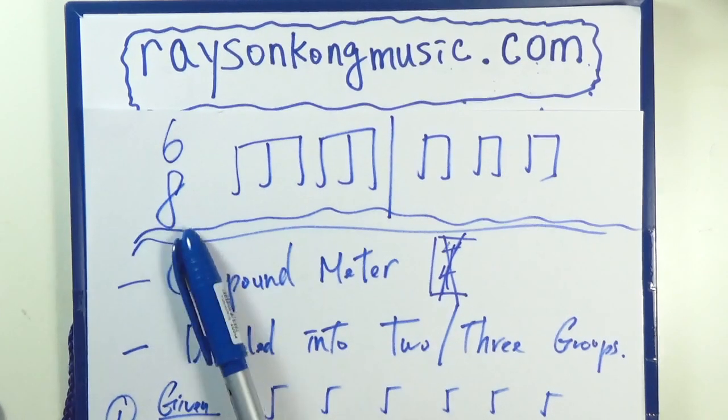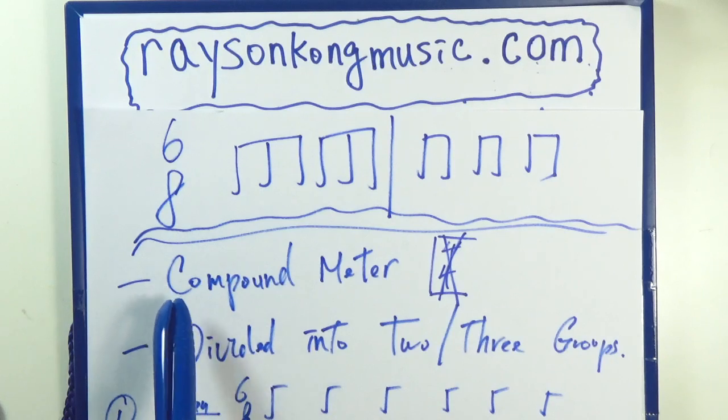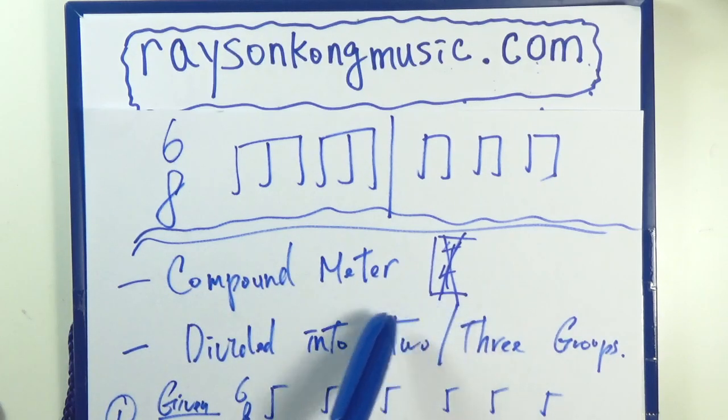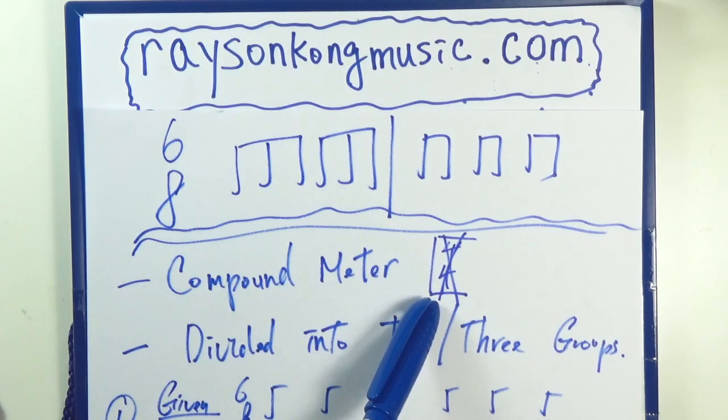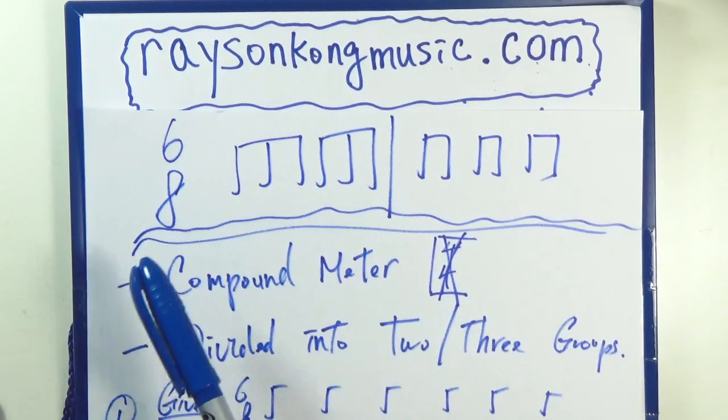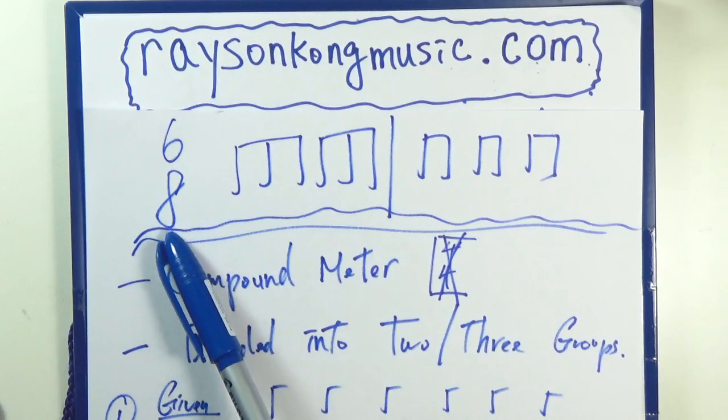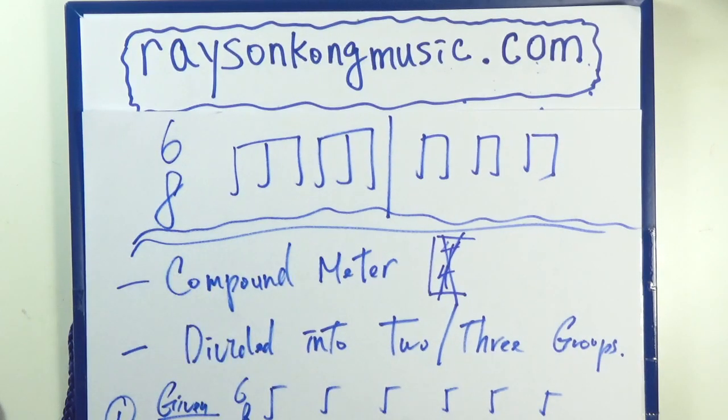So 6/8 is slightly more confusing than other simple meters, say 4/4. When you look at 4/4, your intuition would tell you that, hey, I'm looking for 4 groups or 4 beats in a bar. So for 6/8, it's less obvious, so it's something that you have to read up on instead of something that you can just figure out on your own.